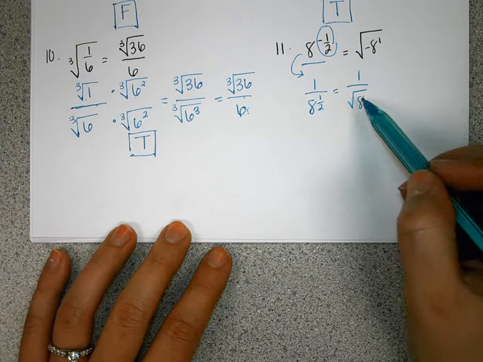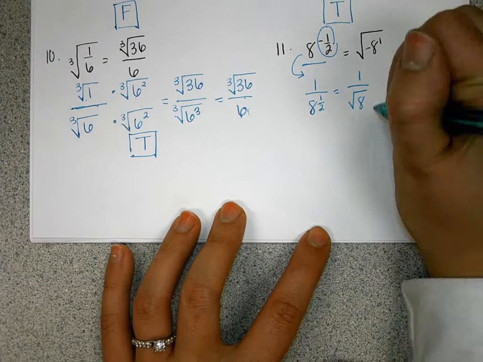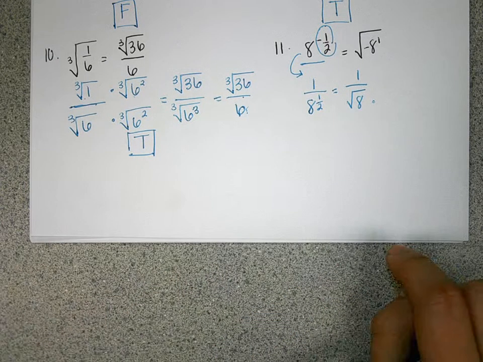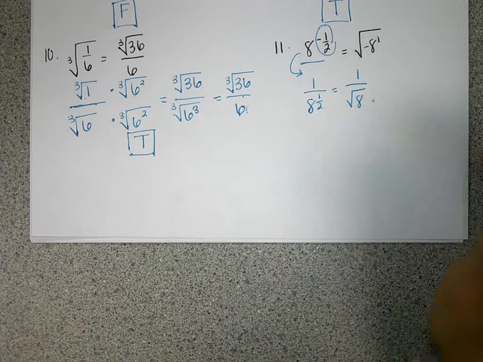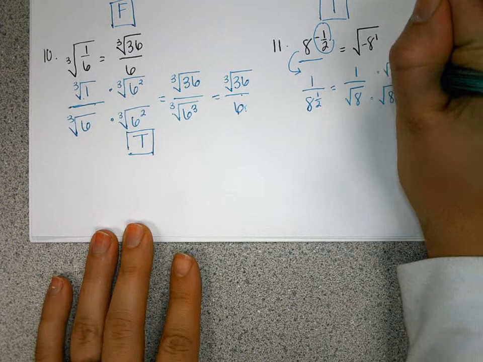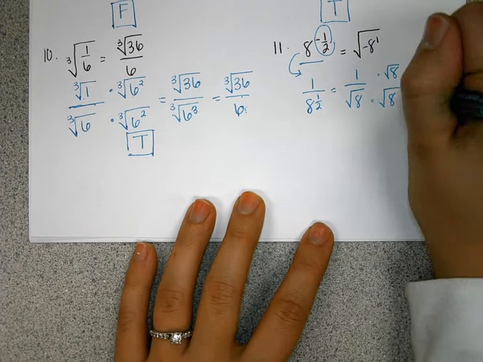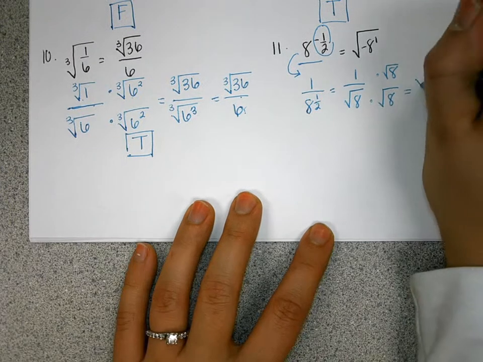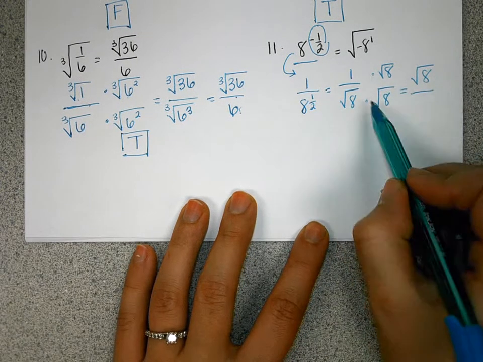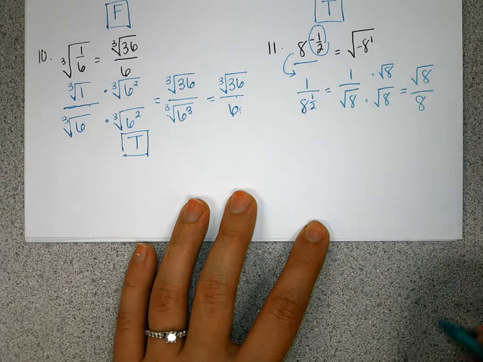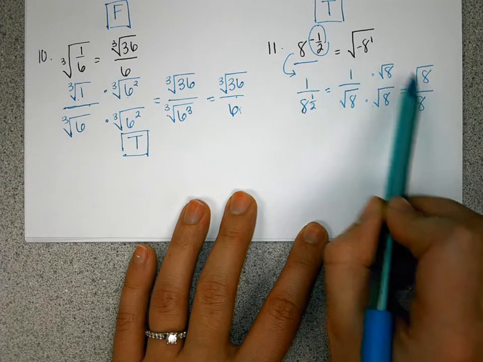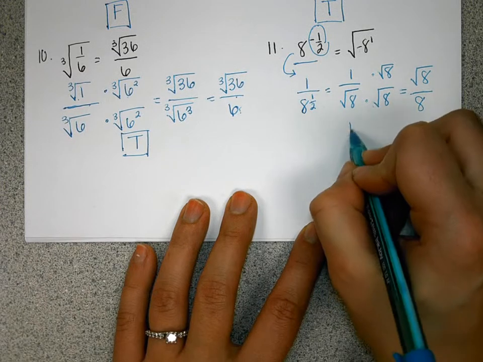Am I allowed to have a square root in the denominator? No. If I'm looking for a square root, which is pairs of 2, and I have 1 under there, how many am I missing? 1. So multiply top and bottom by the square root of 8. That's going to give me the square root of 8 over root 8 times root 8, which gives me 8. Are those two the same thing? Not at all. So number 11 was false.